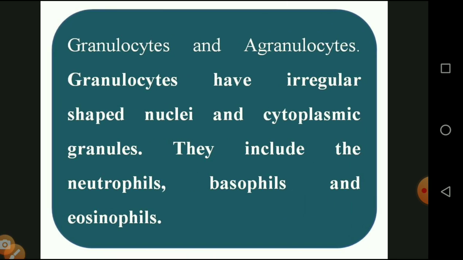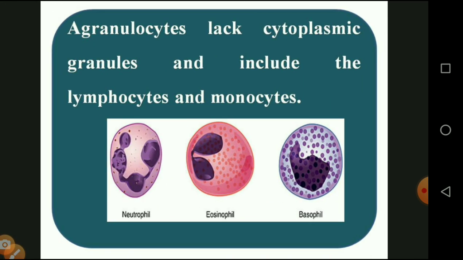And the white blood cells are of two types: granulocytes and agranulocytes. Granulocytes means the cytoplasm contains granules. Agranulocytes means the cytoplasm does not contain any kind of granules. Granulocytes have irregular-shaped nuclei and cytoplasmic granules, and they are of three types: neutrophil, basophil, and eosinophil. Agranulocytes lack cytoplasmic granules, and they include lymphocyte and monocyte. The neutrophil, eosinophil, and basophil diagrams are given here.